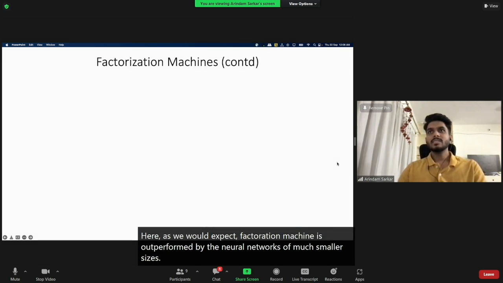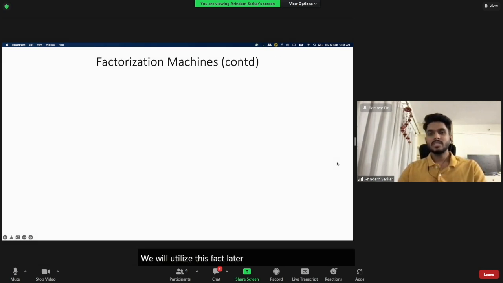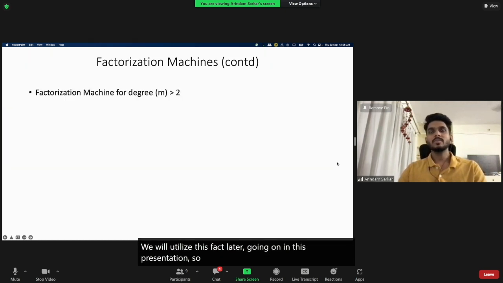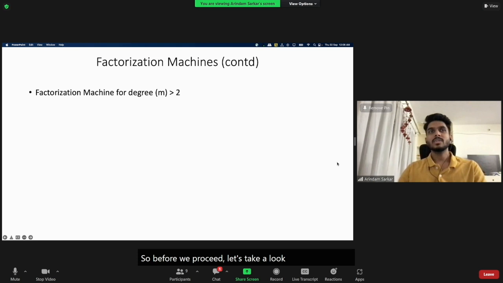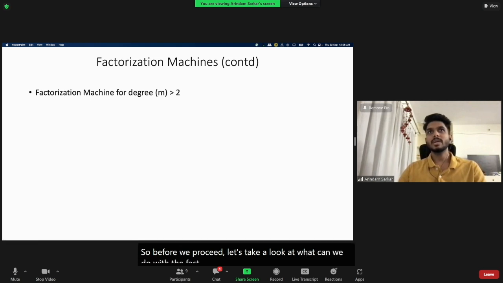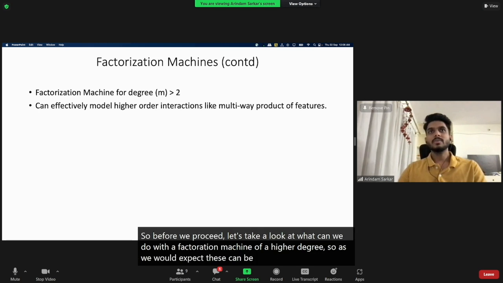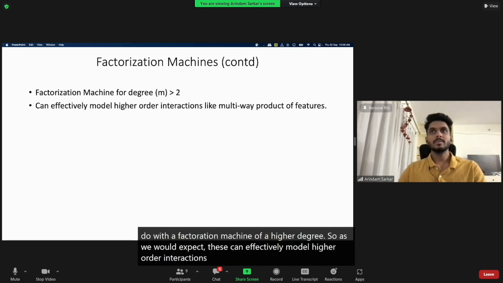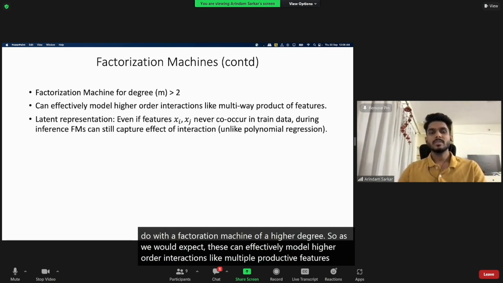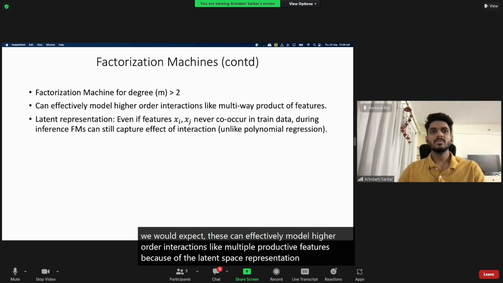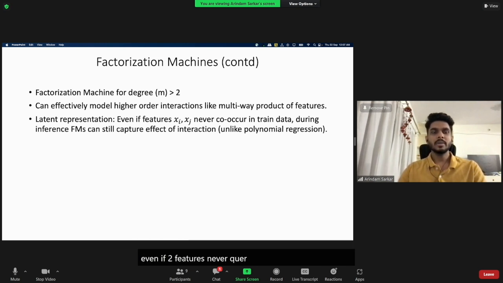We will utilize this fact later going on in this presentation. So before we proceed, let's take a look at what we can do with a factorization machine of a higher degree. As we would expect, these can effectively model higher order interactions like multi-way product of features. Because of the latent space representation, even if two features never co-occur in the data, during inference, these can still capture the effects of interaction.